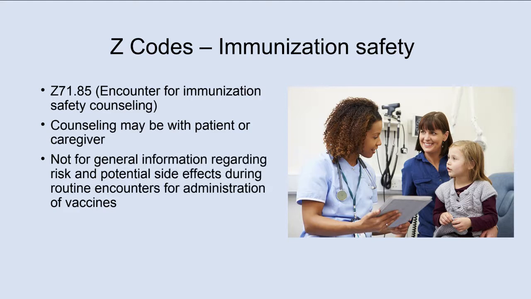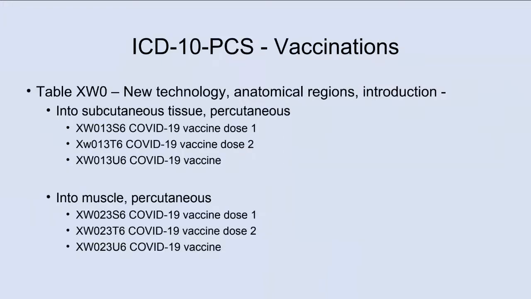Immunization safety. Z71.85 is encounter for immunization safety counseling. This is used for patients who want to discuss whether or not they should get the COVID vaccine, and have some questions specific to this. It's not for the general kind of questions right before you get the vaccination. So this is for an encounter basically for immunization safety. The patient needs some reassurance that this is going to be okay.